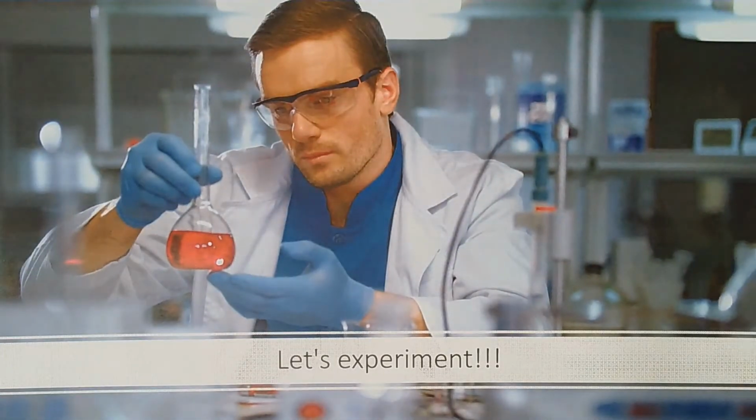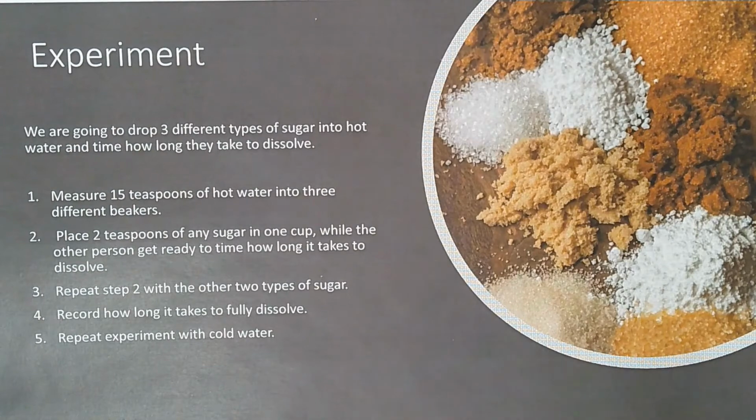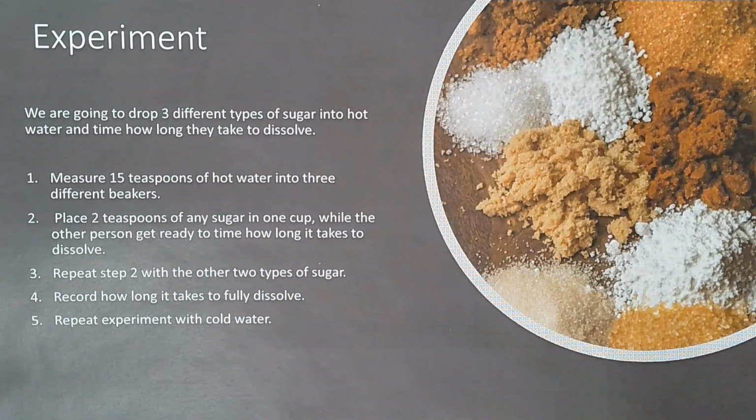So today is going to be mainly about an experiment. We have a couple of new pieces of information to learn, which we'll talk about in a moment, but firstly I'm going to explain the experiment that we're doing. So we are going to drop 3 different types of sugar into hot water and time how long they take to dissolve. Okay, so it's something that we've done in the past with one sugar, but now we're going to be comparing other sugars, and I've left space for more than 3 types of sugar.